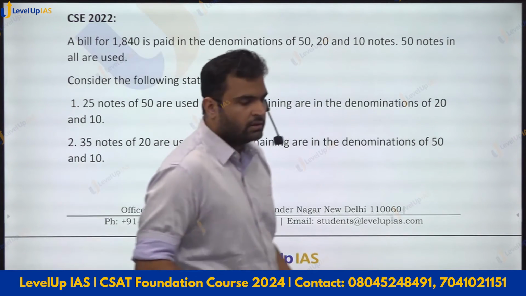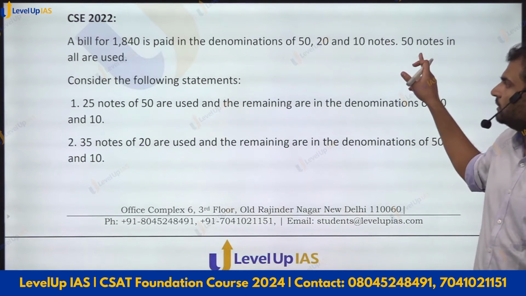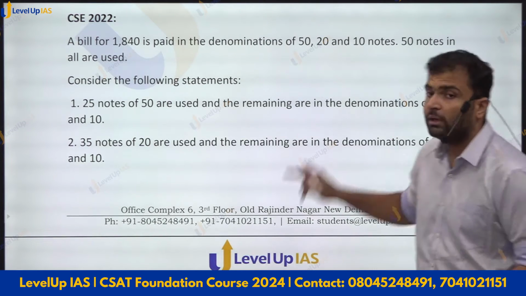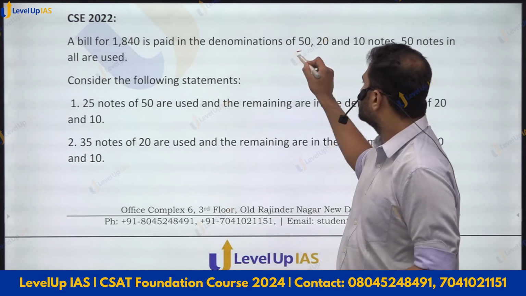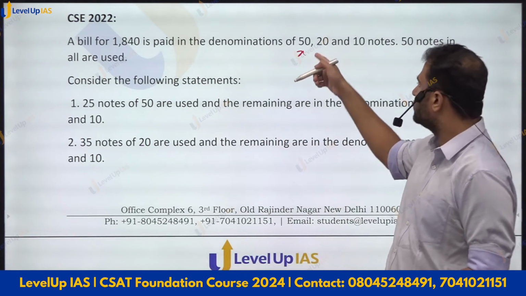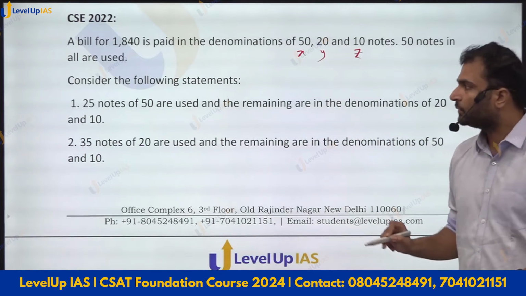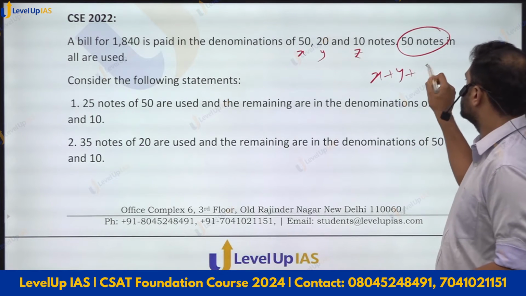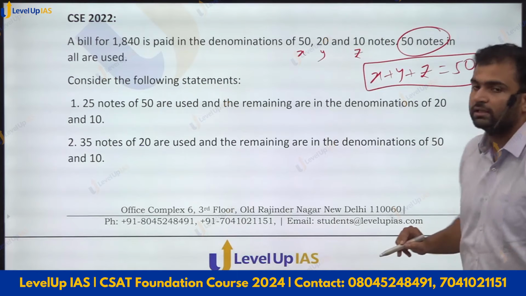It is hinted, because it is given that 50 notes in total are used, that you have to consider the number of notes as unknowns. So let us say that we are using X notes of 50, Y notes of 20 and Z notes of rupees 10. And using this, what do we have? X plus Y plus Z is equal to 50, because the total number of notes we are using is 50.